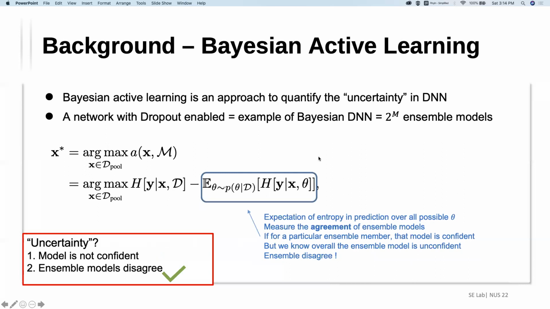The second term is a little bit tricky here, because here we are taking the expectation of entropy in prediction over all possible theta. It can measure the agreement of the ensemble model. Recall that if the first term is large, that means the model is uncertain about the example. And if the second term is small, the overall difference will be large, right? Let me read again the expectation of entropy.